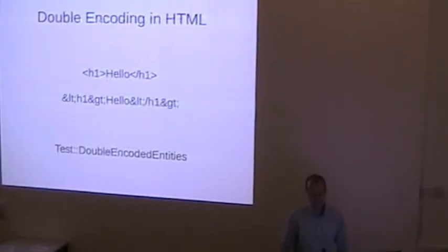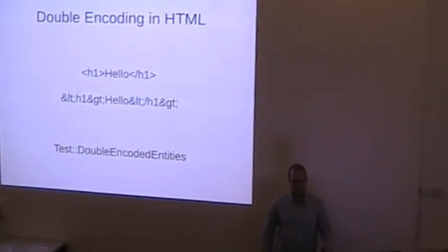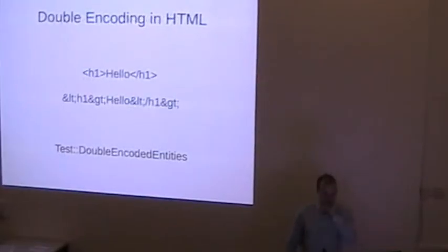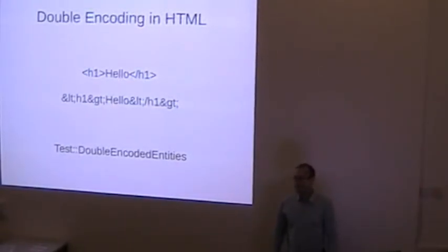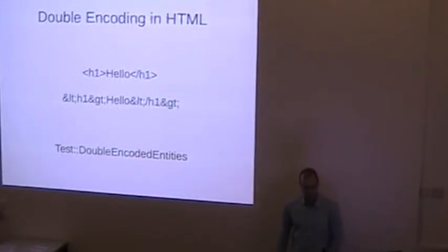When you are generating HTML, it's really easy to end up with double encoding because you're trying to escape stuff. So what should look like on the first line ends up looking like what's on the second line. And if you want to spot problems like this, Test::DoubleEncodedEntities on CPAN will help you deal with that.